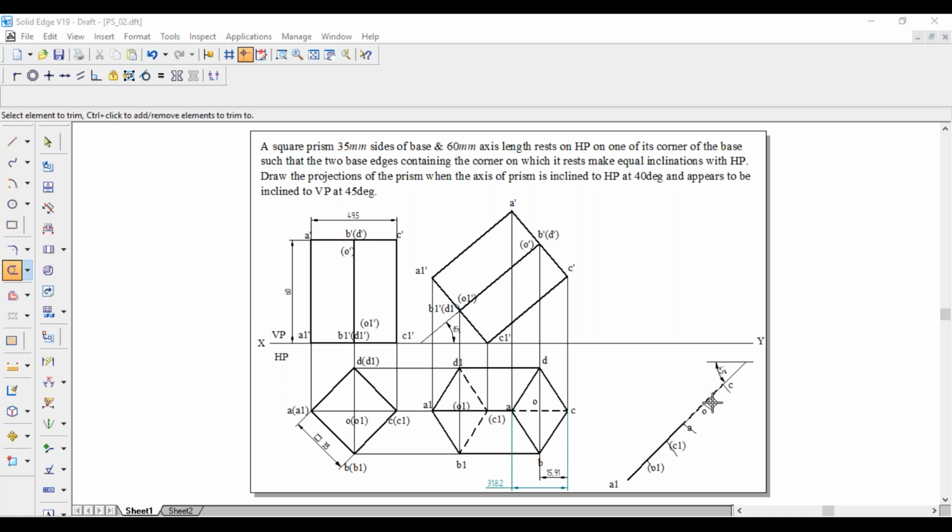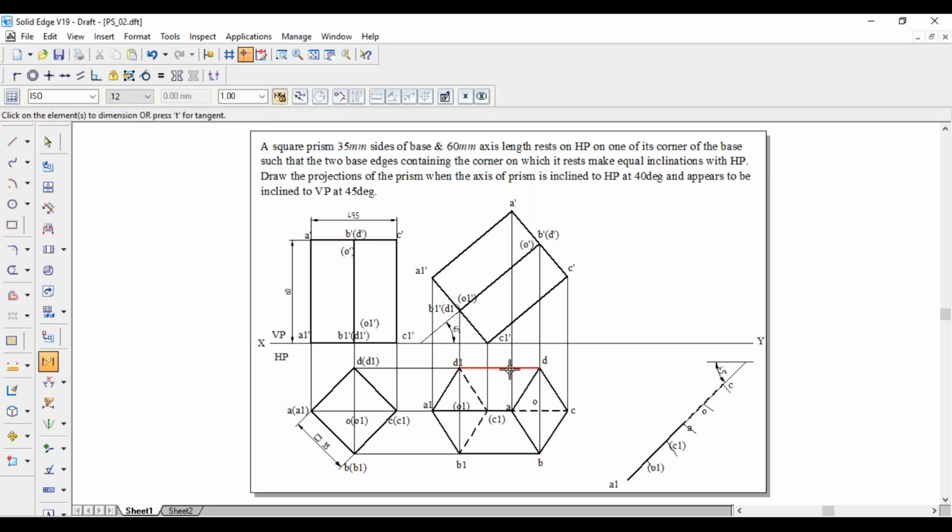Now after this one, we have to mark DD1, BB1. So there is B1, D1 and BD. These two lines, that is BD and B1D1, these two are perpendicular to A1C. The half length will be 24.75 mm.